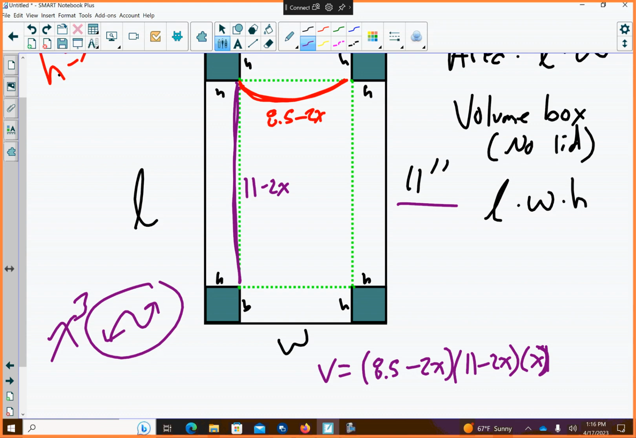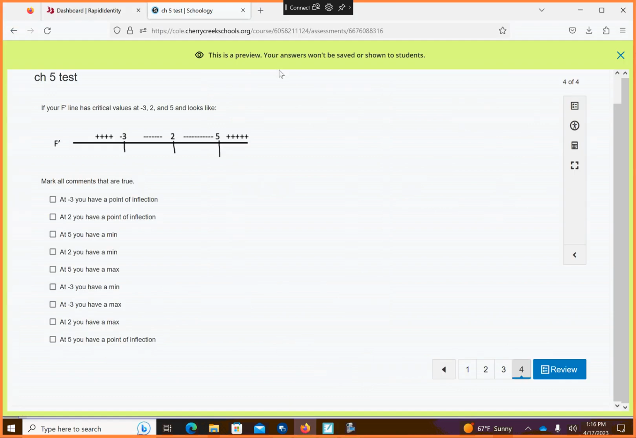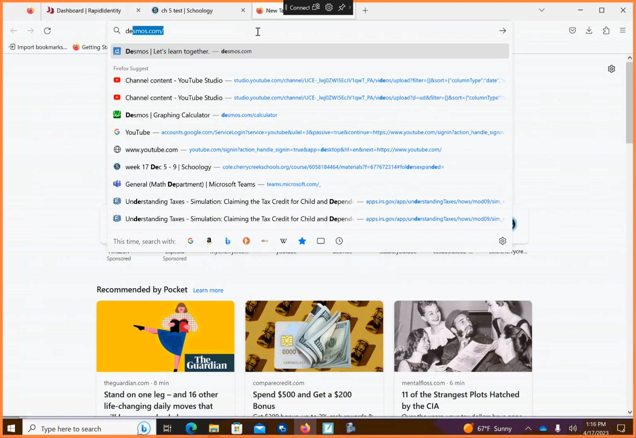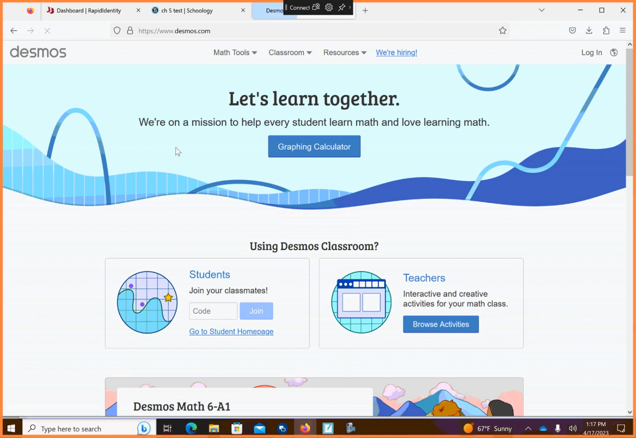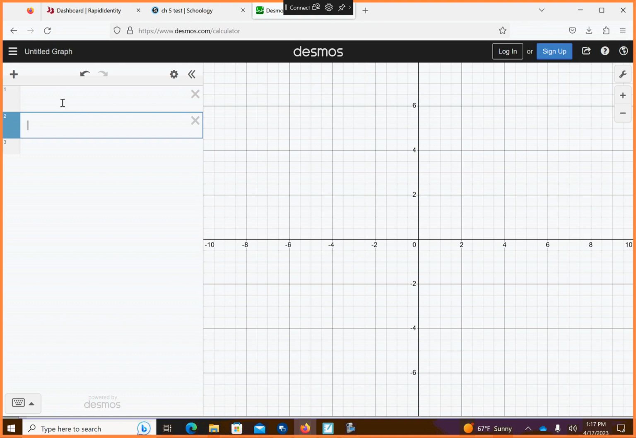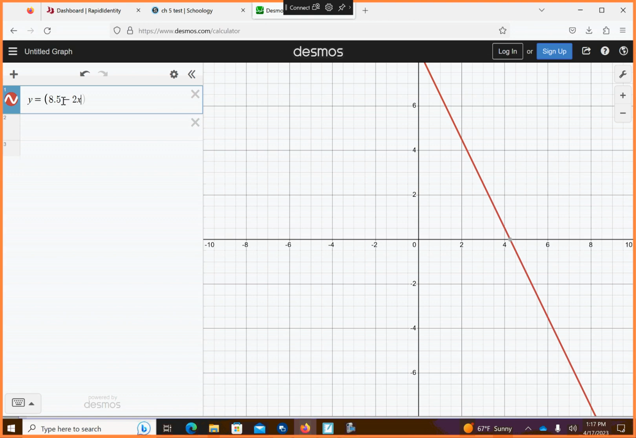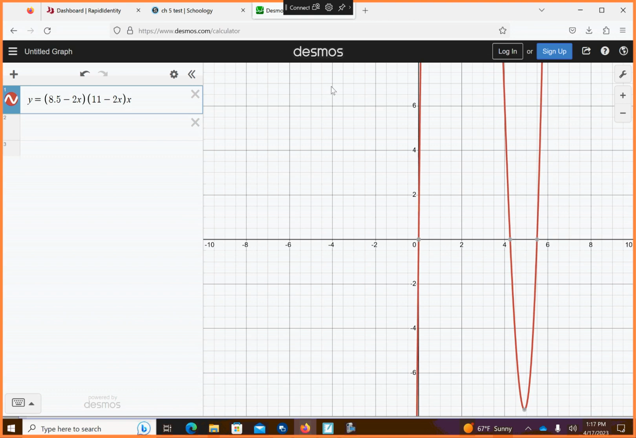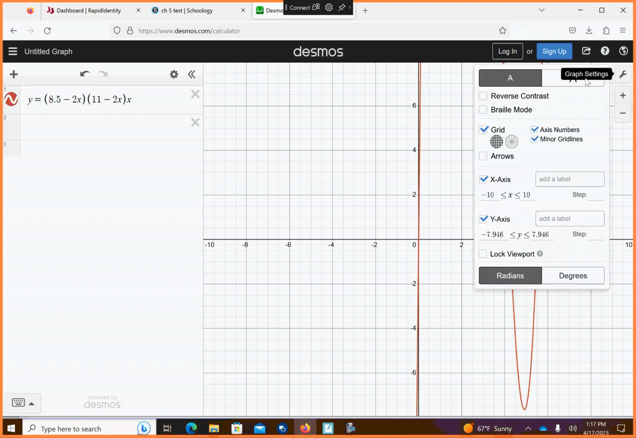So let's jump on to Desmos and see what Desmos would be happy to deal with us. So we're going to just put in our volume equation. We're not multiplying anything out. So I'm just going to go y equals, well, y is going to represent volume. Volume is equal to 8.5 minus 2x, parentheses, 11 minus 2x times x. And let's darken this a little bit.